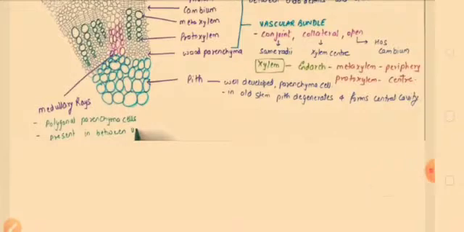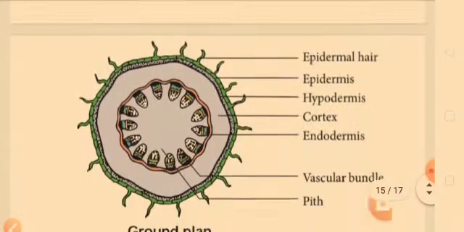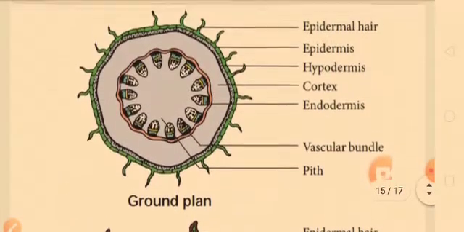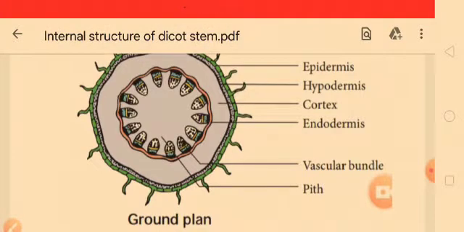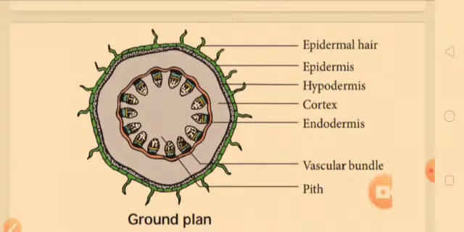So as I said, the medullary ray has polygonal shape of parenchyma cells and it is present between the vascular bundles. So this is the ground plan of the internal structure of dicot stem. Here the first layer is the epidermal hair, the next one is the epidermis, then you have hypodermis, and next one is the cortex area.